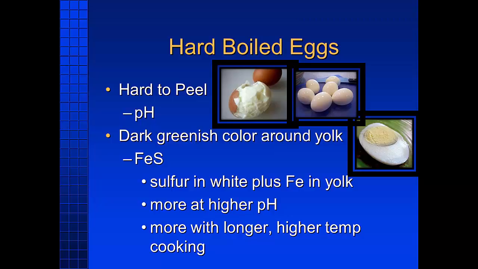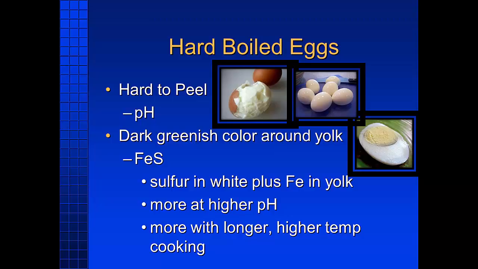You get more of this ferrous sulfide forming at higher pHs. So your older eggs are going to have more of this ferrous sulfide. And you get more of this ferrous sulfide forming the longer you cook it and/or the higher the temperature at which you cook. The higher temperature because it breaks off more sulfur from the proteins, and the longer the cooking time because the longer the cooking time you have, the more sulfur you're going to break off the proteins.